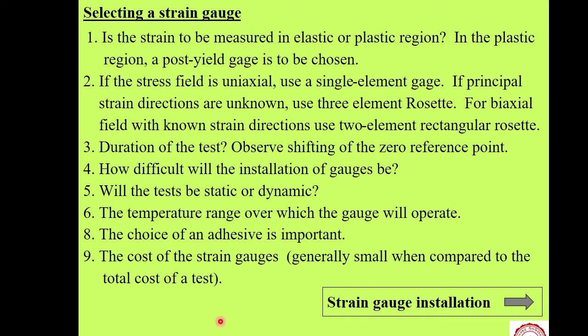Let us now go into the part of strain gauge installation. Suppose we have procured a strain gauge, purchased from a manufacturer. Then we have to actually carry out the experiment, right? We have to measure the strain, and for that the strain gauge has to be mounted on the object. This is strain gauge installation. Let us see the procedure.